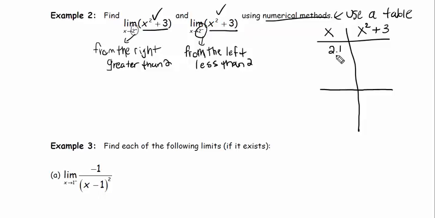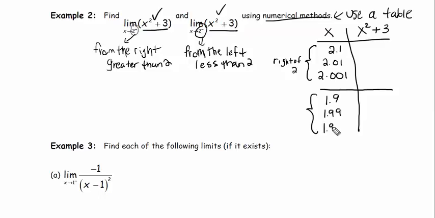So 2.1 might be good, or 2.01, or 2.001. I want to get as close to 2 as I can, but still be greater than 2, to the right of 2. And then some numbers that are less than 2, but still really close to 2, like 1.9, 1.99, and 1.999. These are all to the left of 2, or numbers that are less than 2.